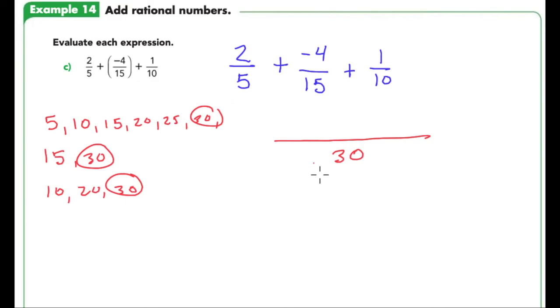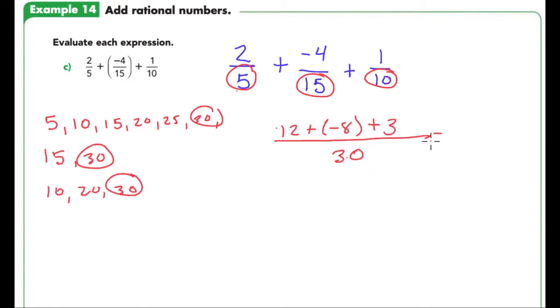Now to get our tops, we want to see how many times these denominators went into that number. So we know that 5 goes into 30 6 times. So I need to multiply this 2 by 6. 6 times 2 gives us 12. Plus 15 goes into 30 twice. 2 times that negative 4 is a negative 8. Plus, and 10 goes into 30 3 times. 3 times 1 is 3.